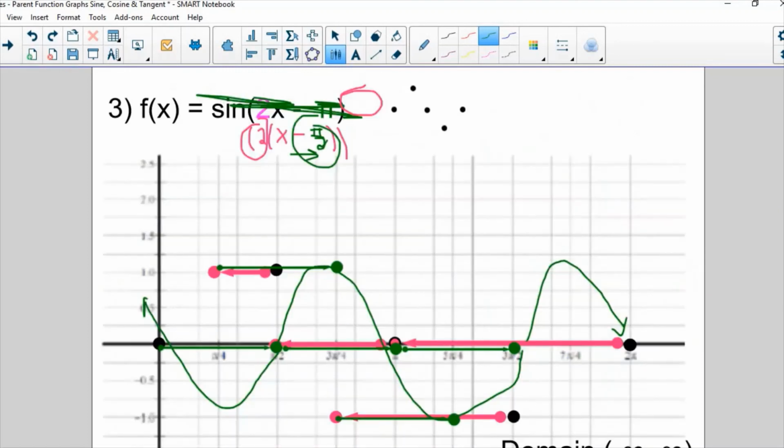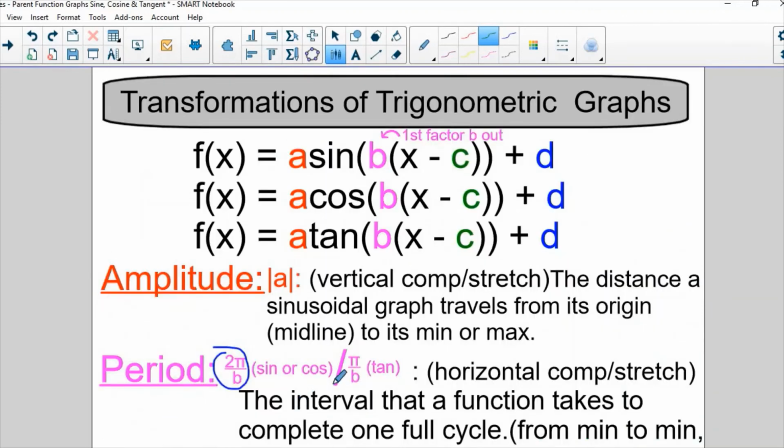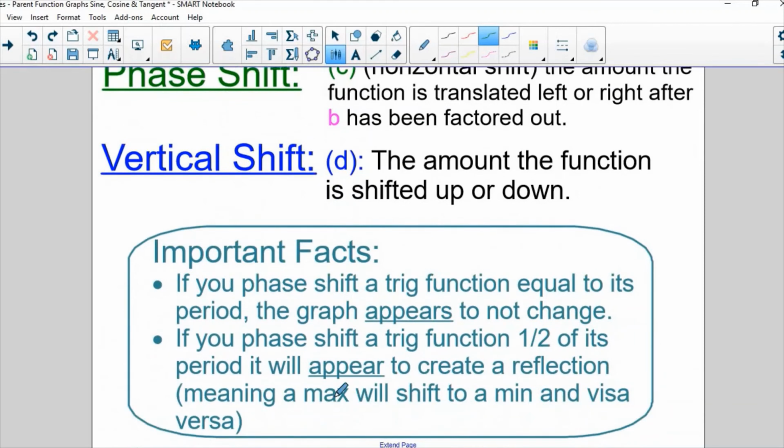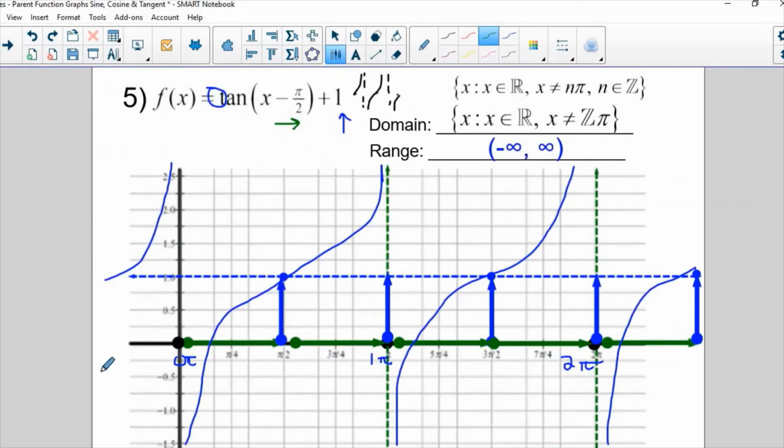Again, just a quick review of tangent, because it does throw people for a little bit of a loop. The period is pi over b instead of 2 pi over b, and this happens for sine and cosine, but I did this with the tangent one. If you phase shift a trig function equal to its period, the graph appears not to change, and you can see that here in example 6.